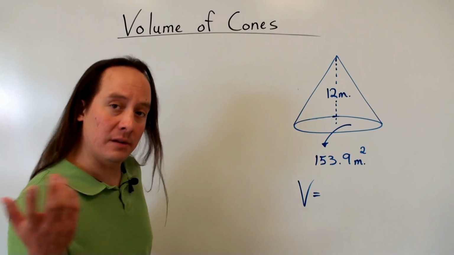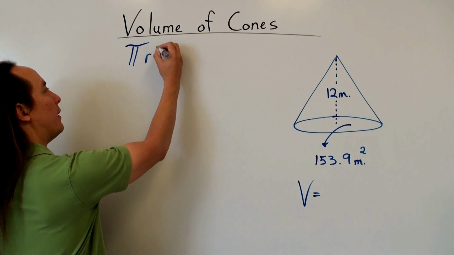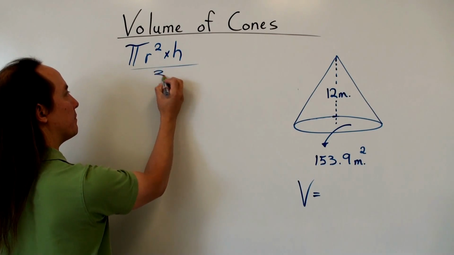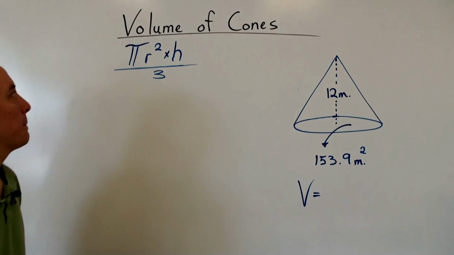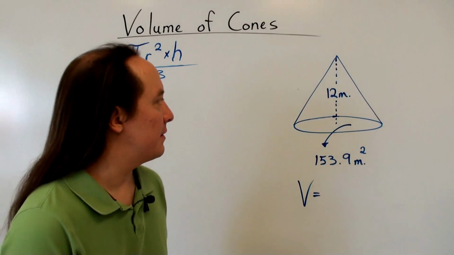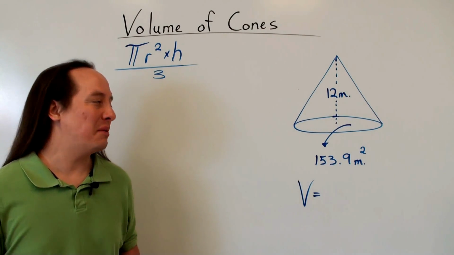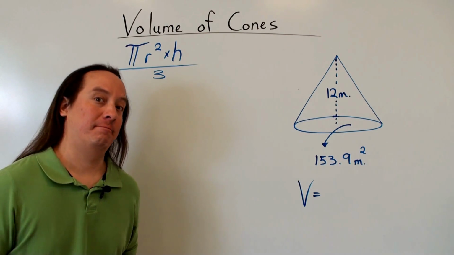And we know that the formula of a cone is pi r squared times height divided by 3. Pi r squared times height divided by 3. Well, can I do that? Well, pi, we always have pi. Pi is 3.14.